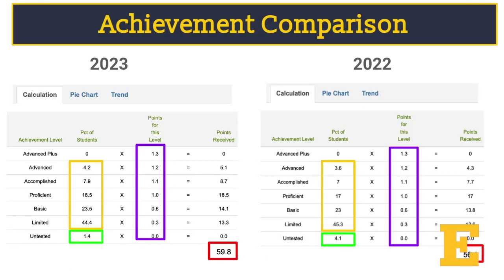But if you look at that 4.1%, where did they go? They kind of trickled up, if that makes sense, up the column there, moving towards limited, basic moving towards proficient, and then those increasing all the way up through advanced, where we had 3.6% advanced in the year past. We now had 4.2% advanced. And ultimately what that means is it leads to the red box. We increased our points received from 56.4 to 59.8.